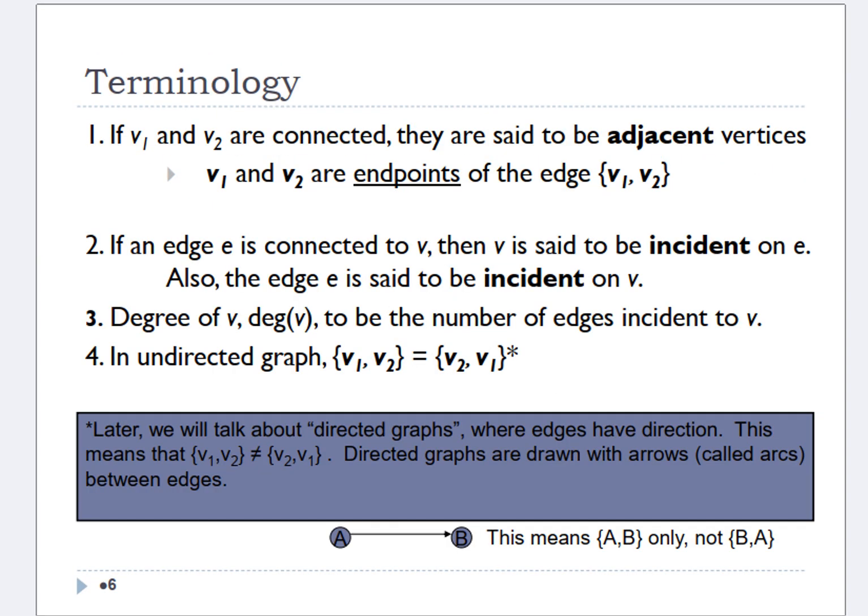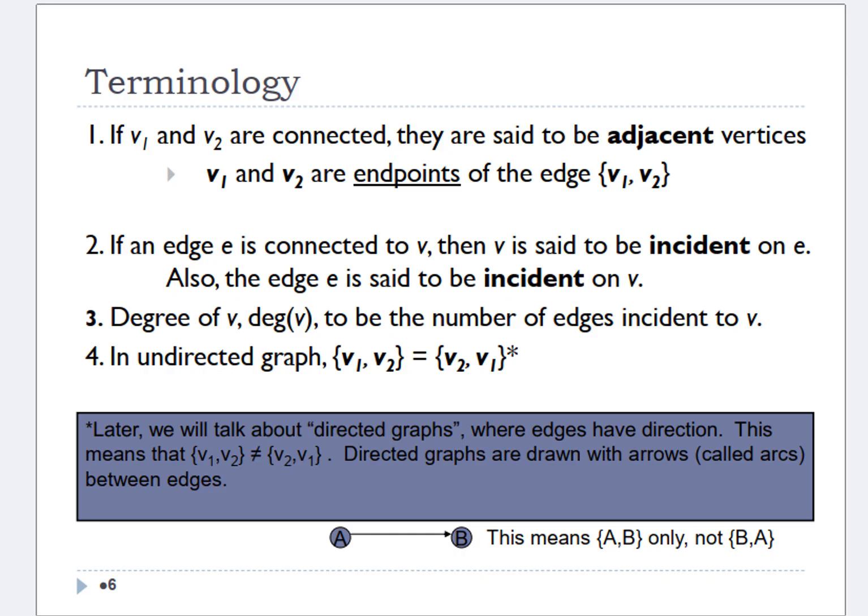5. Terminology. 1. If v1 and v2 are connected, they are said to be adjacent vertices. v1 and v2 are endpoints of the edge (v1, v2). 2. If an edge e is connected to v, then v is said to be incident to e. Also, the edge e is said to be incident to v. 3. The degree of v, deg(v), is the number of edges incident to v. 4. In an undirected graph, (v1, v2) equals (v2, v1).